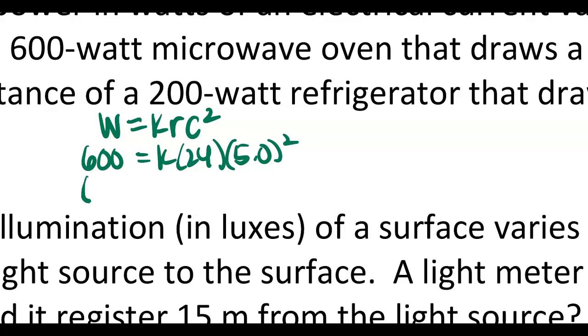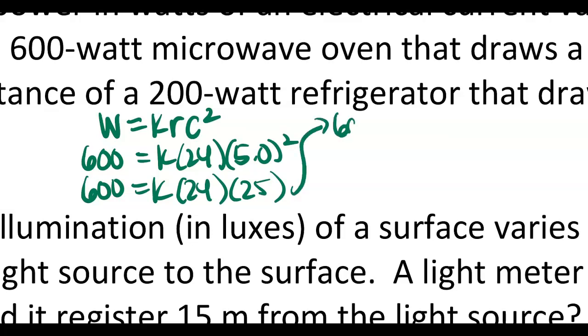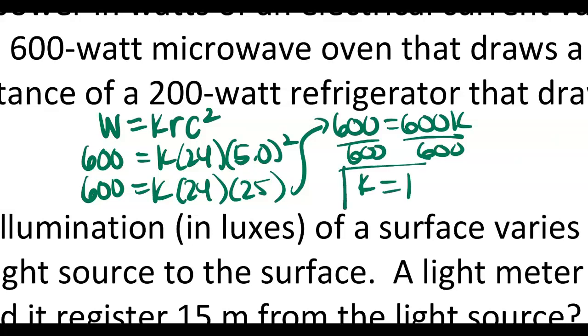Let's solve. So we have 600 equals K times 24 times 5 squared. 5 squared is just 25, and 25 times 24 is going to give me 600. So 600 is going to equal 600K. From there, I'll just divide both sides by 600. So my K value is going to equal 1.